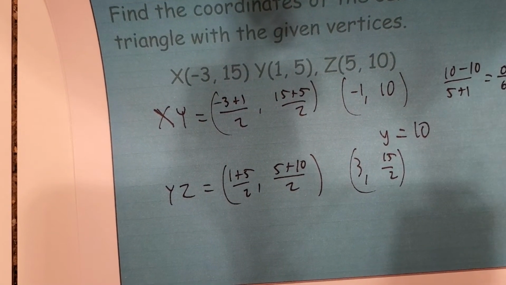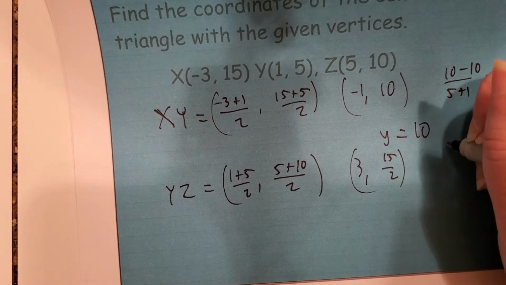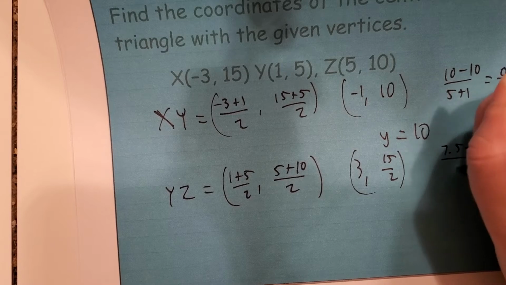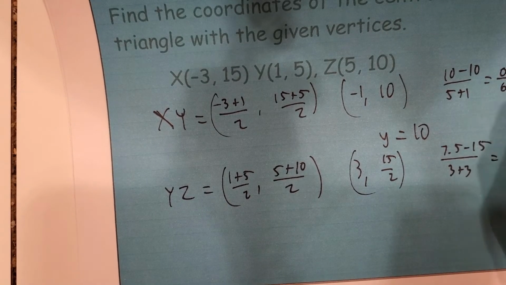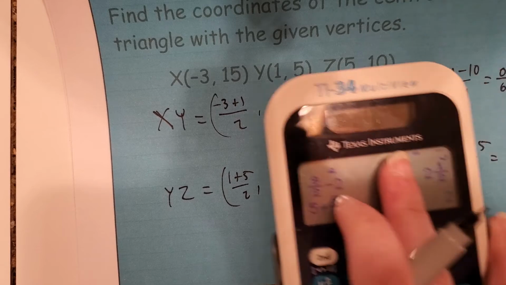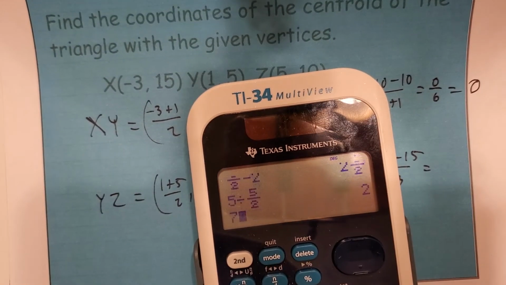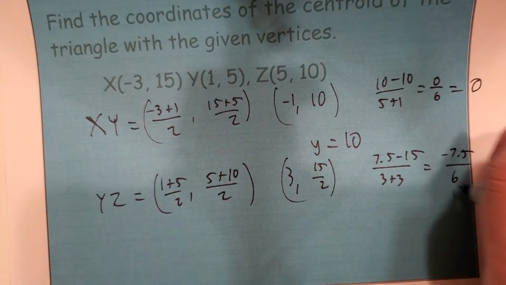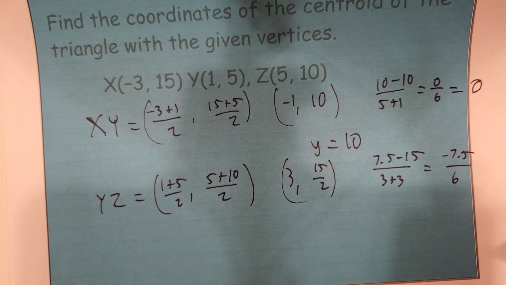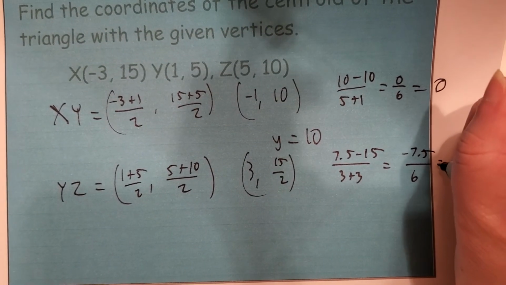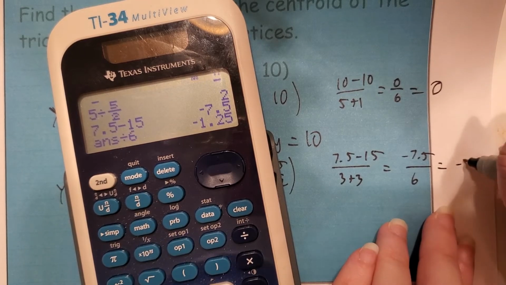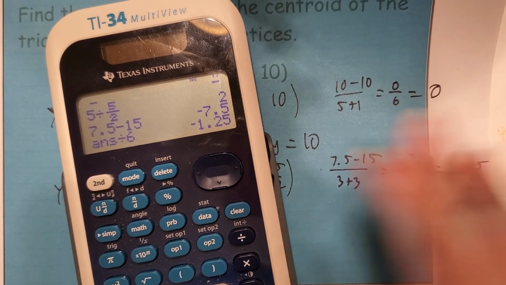So 15 over 2, I'm just going to deal with that as a decimal because that'll make my life easier. That's 7.5 minus 15 over 3 plus 3. Ew. What is 7.5 minus 15? Oy. That horrible thing. Okay, it's not that bad. That's your slope.